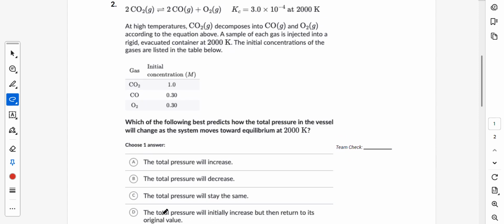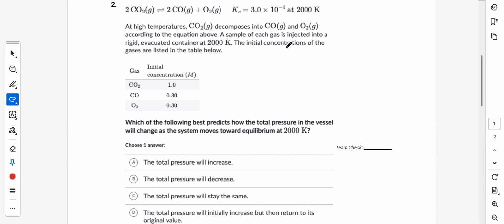Let's go down to number 2. We've got a K value that's small again. At high temperatures, this decomposes, and it's all gases. So the equation shows a sample of gases injected into a rigid vacuum. The initial concentrations of the gases are listed below.